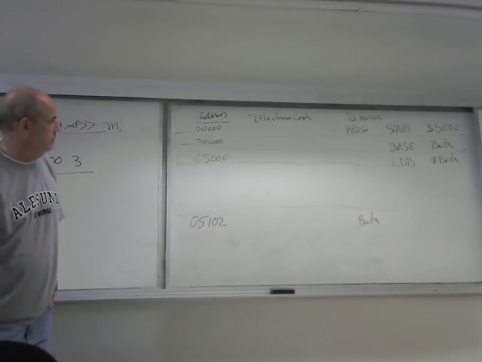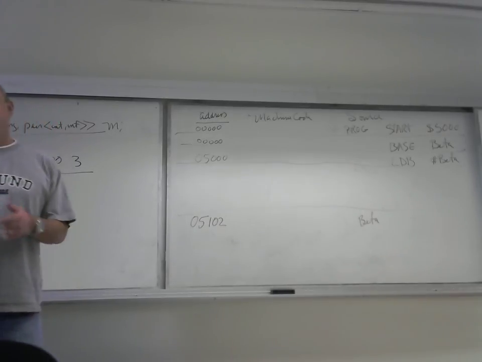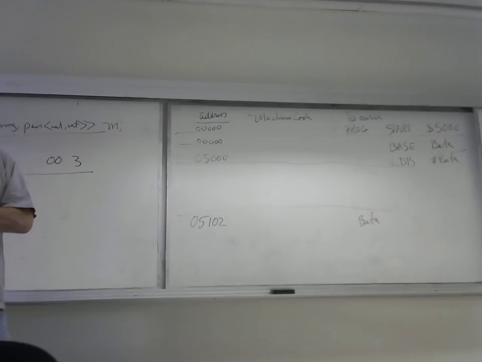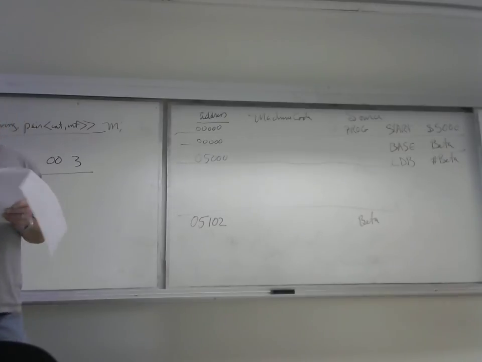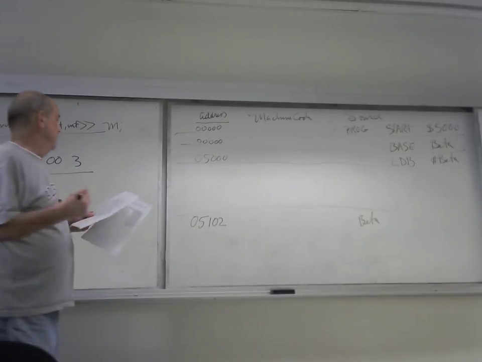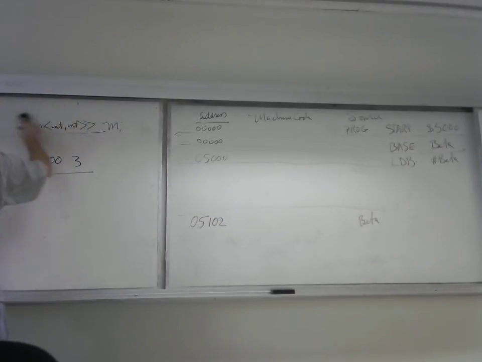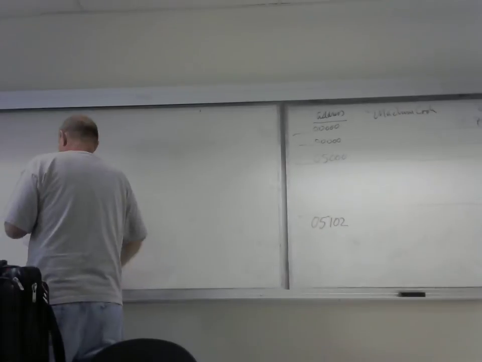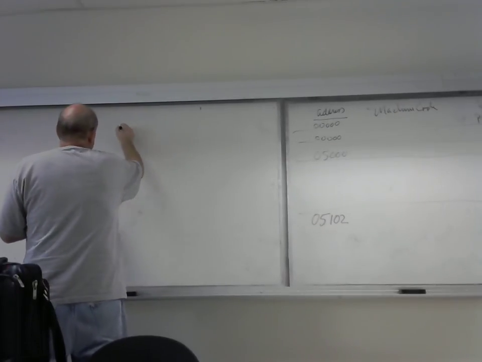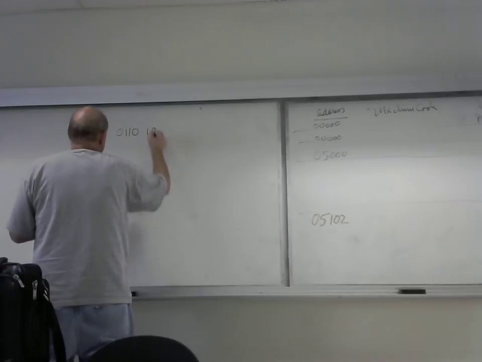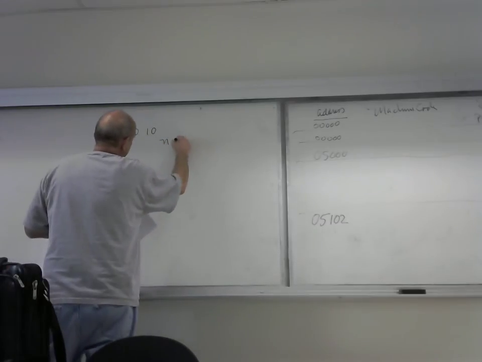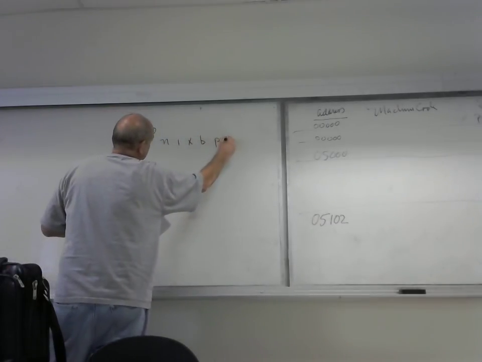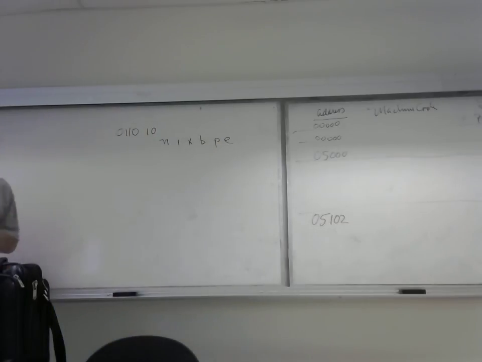So can we encode LDB beta? Now we need the machine code. So you will look on your little cheat sheet. LDB is 68. That's the opcode. So the opcode right over here is 68. Remember, the opcode is 6 bits. Then you have the flags, N, I, X, B, P, E.